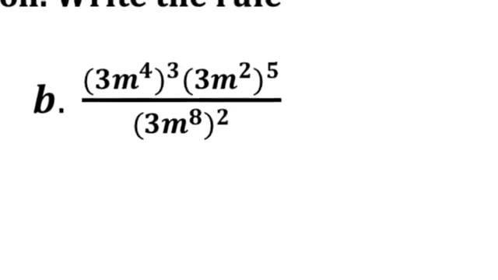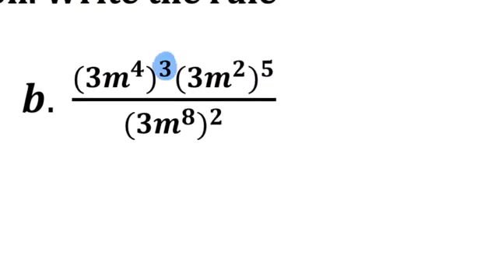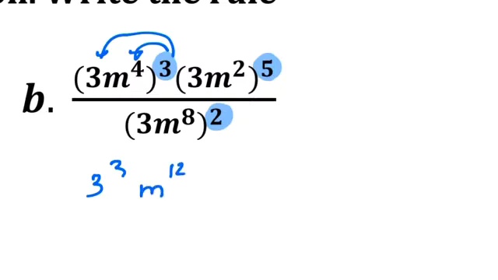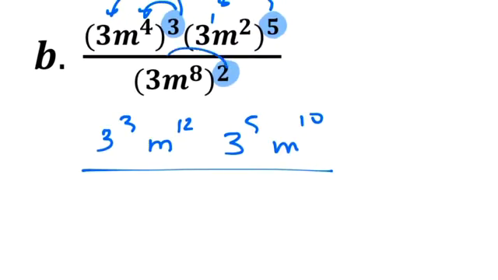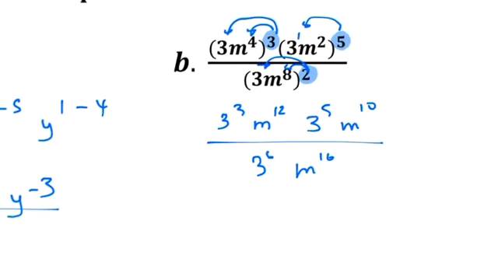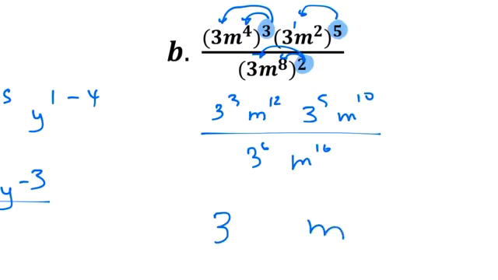Okay? When you have something like this, you always do the outside parentheses first before you do anything else, right? In this case, there's 3 of them. So distribute, distribute. So you got 3 to the 3rd power, m to the 12th power. And here you got 3 to the 5th power and m to the 10th power. And on the bottom, you got 3 to the 6th power and m to the 16th power. So your bases are 3 and m only. There's a lot of them because there's a lot of exponents here.